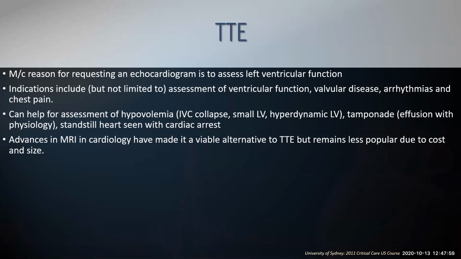Indications, there's a lot. Arrhythmias, valvular disease, chest pain, we use it for everything. But just know the limitations: obesity, COPD, things that might limit our imaging accuracy or the clarity of the imaging. It can help assess for hypovolemia, looking for IVC collapse or maybe a hyperdynamic LV. We can look at it for tamponade, which we had that case reported, I believe, two weeks ago. Or if you're doing a code and looking at cardiac arrest, you can do an echo during a code situation to look at the heart itself to see if it's quivering, et cetera.